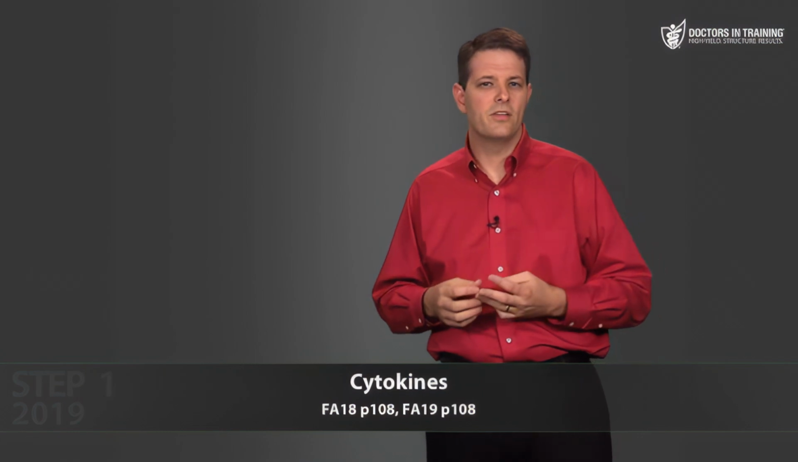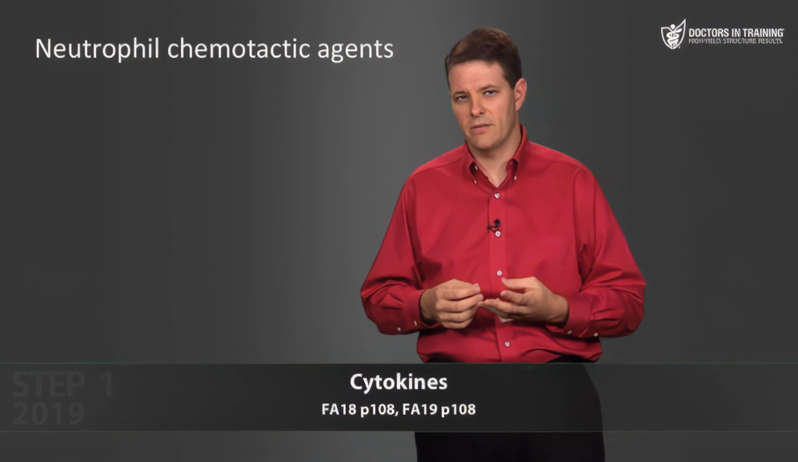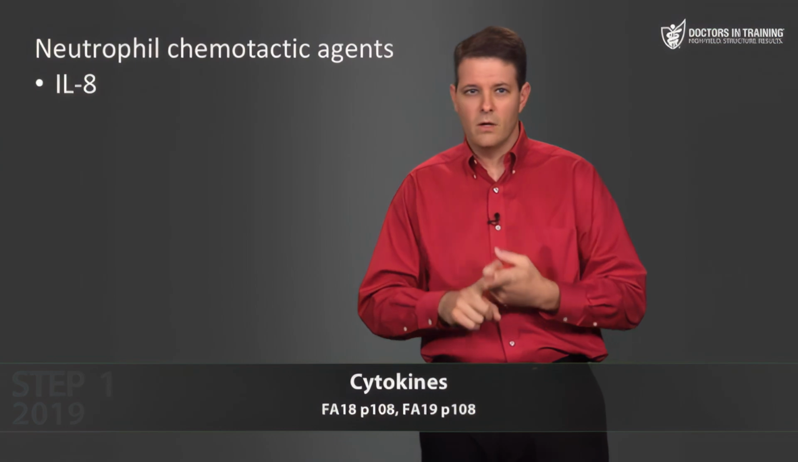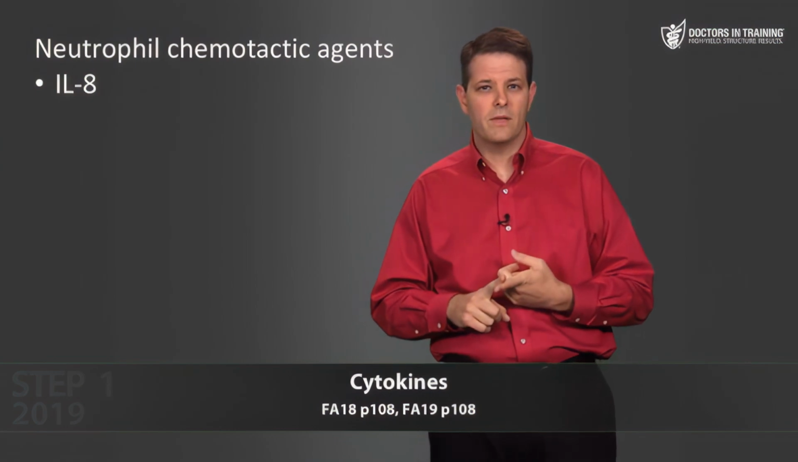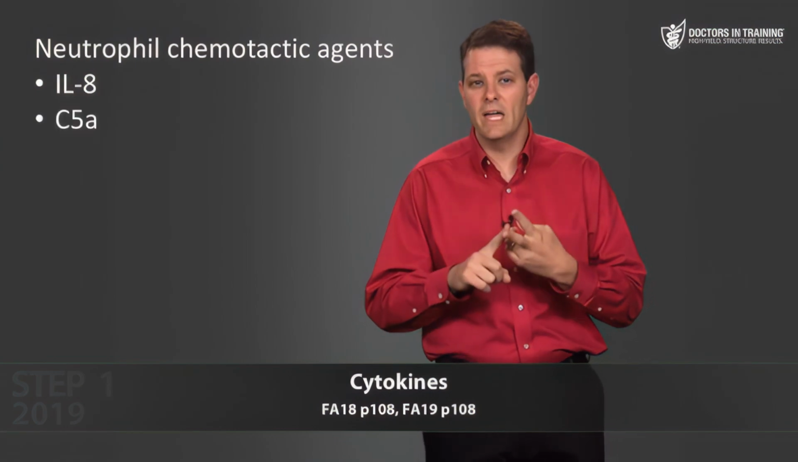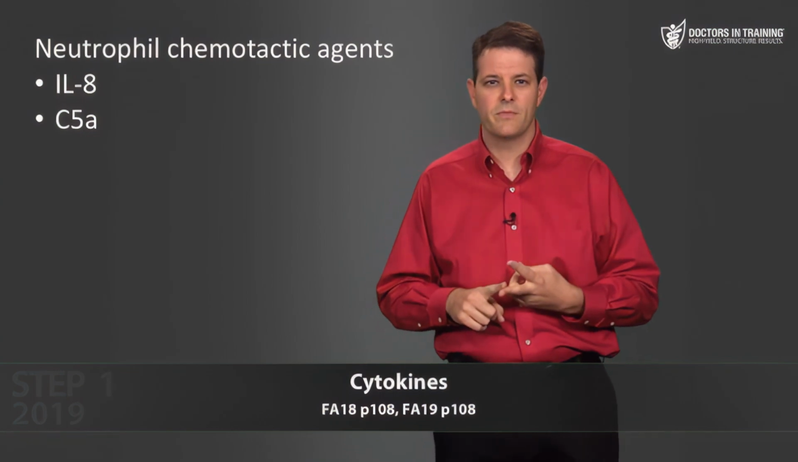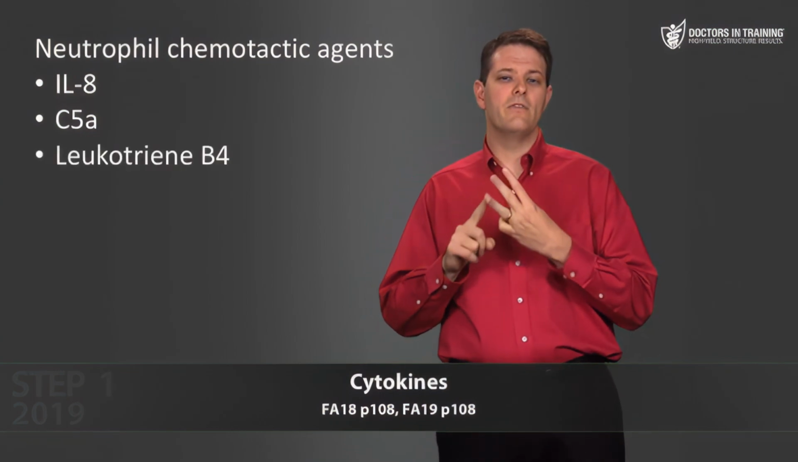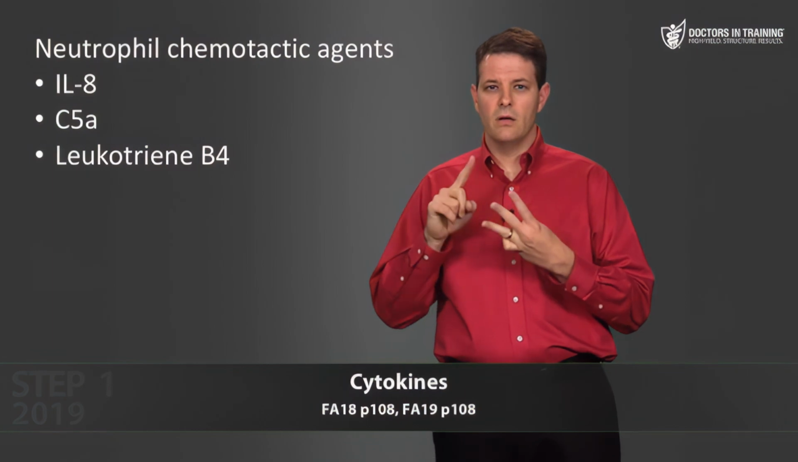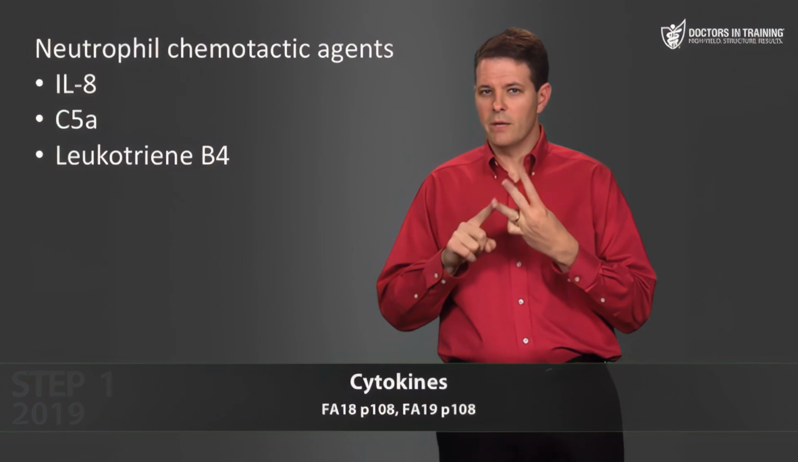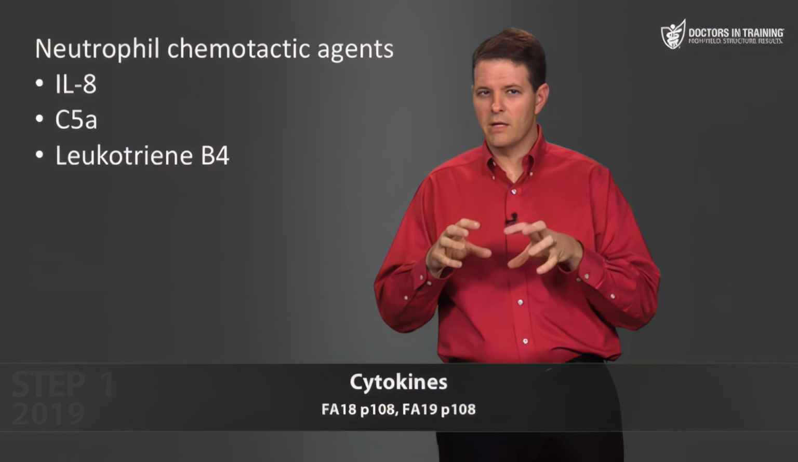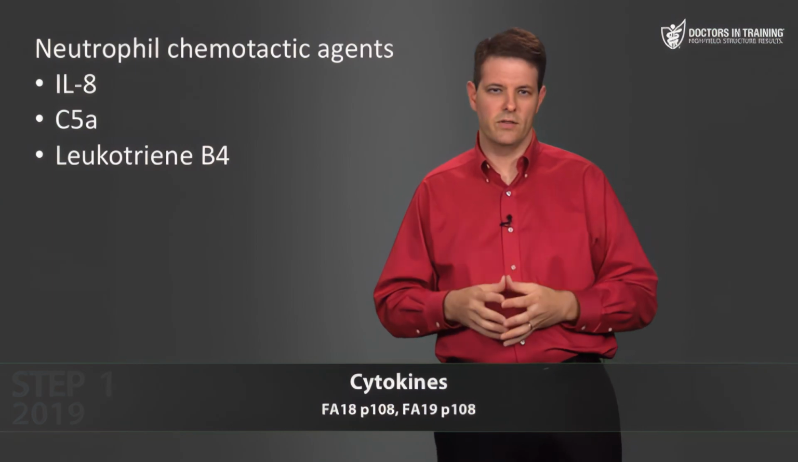So there are three substances you should think of as neutrophil chemotactic agents. One of them is IL-8. When we talked about complement, we mentioned that the complement protein C5a is important for neutrophil chemotaxis. And then the third one is leukotriene B4. So interleukin 8, C5a, and leukotriene B4. Group those together in your mind as substances that attract neutrophils.